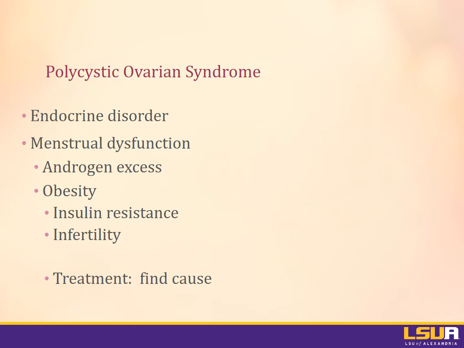Polycystic ovarian syndrome. This is PCOS. It is an endocrine disorder and it causes menstrual dysfunction. Oftentimes, then they will have an androgen excess. Oftentimes, they may be obese because it does create an insulin resistance. They have trouble getting pregnant, and to treat it, the physician needs to find the cause. Why is this happening, and how are we going to take care of it so that everything else will be in balance?